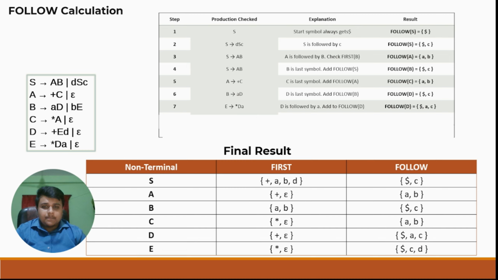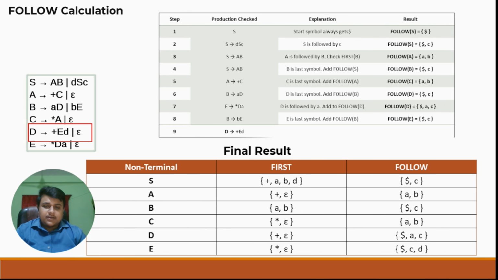Follow of E. Look at the production B derives BE. E is the last symbol, so we add follow of B. Follow of B is $ sign and C. Next, look at D derives plus ED. Here E is followed by terminal D. So we add D. Therefore, follow of E becomes $ sign, C, and D.